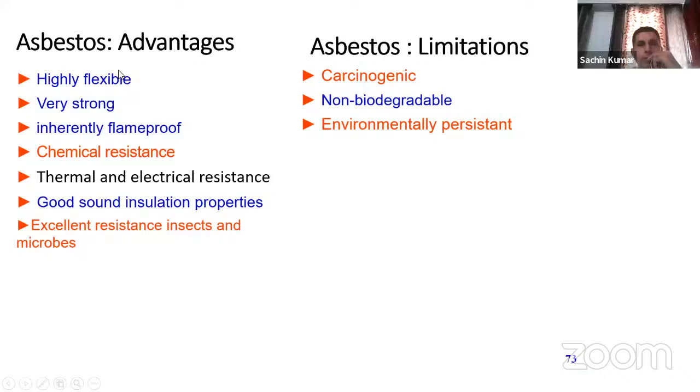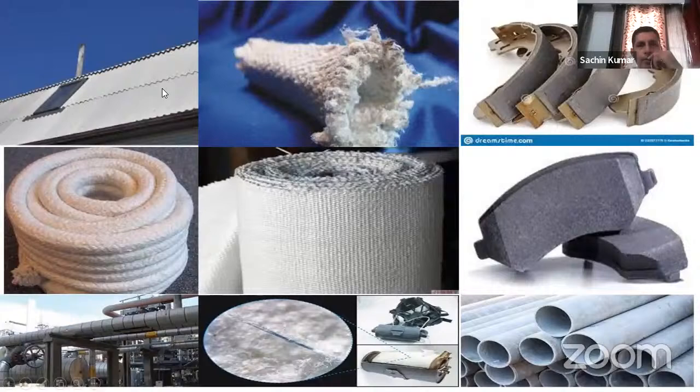So this is very strong and inherently flame proof. This is a major characteristic of these fibers, along with chemical resistance and good sound insulation properties. These are some of the applications: roofs and also ropes, generally for insulation purposes. The brake pads in automobiles are made of these fibers, and some pipes are also made. This is also used for some filtration purposes.